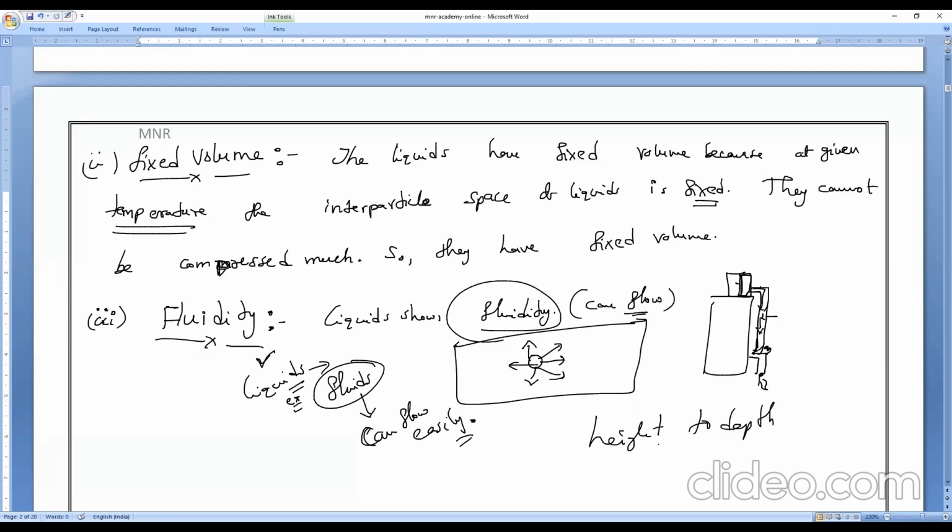Always you can see it will pass from high to low, or fluids can pass from high pressure to low pressure. Low pressure. So that is what.